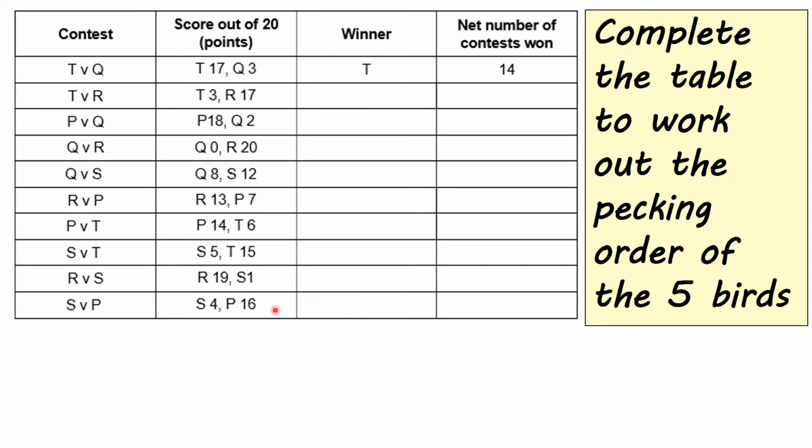Then once you've done that, by using the final column, the net number of contests won, that should allow you to work out the pecking order. So give us the pecking order at the end, with the dominant on the left to the most subordinate, the one that won the fewest on the right hand side.